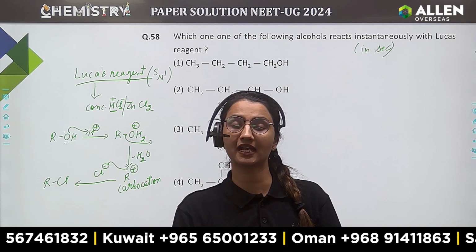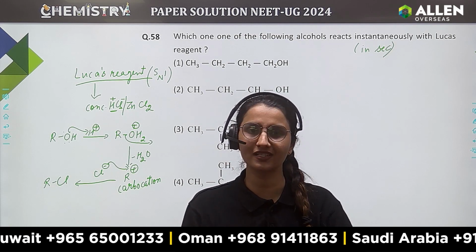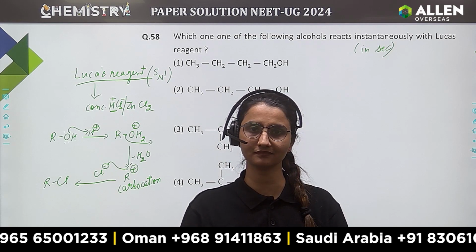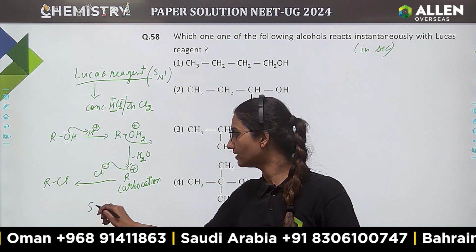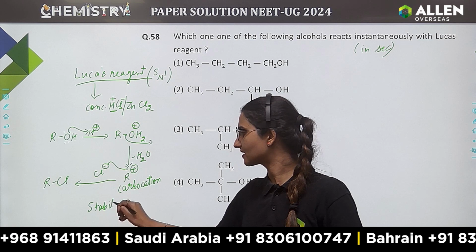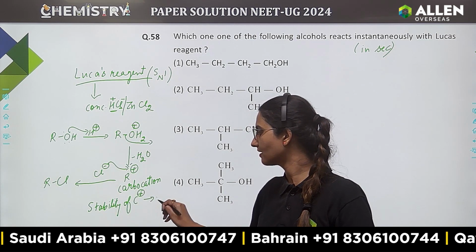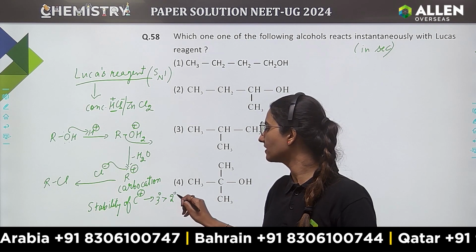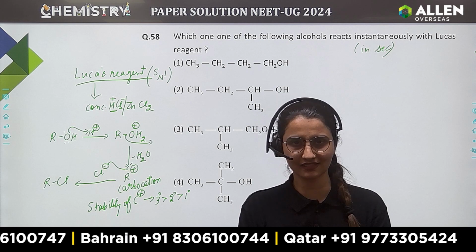Rate of turbidity helps to decide what is the degree of alcohol. Is it 1 degree, 2 degree or 3 degree? And students, we already know the order of stability of carbocation is 3 degree, 2 degree, 1 degree. Of course, benzylic and allylic are prior to 3 degree.